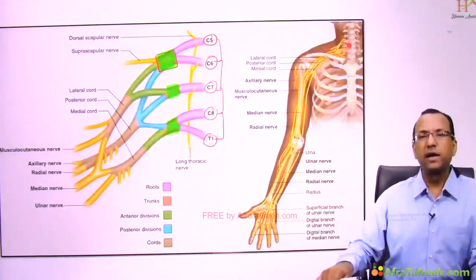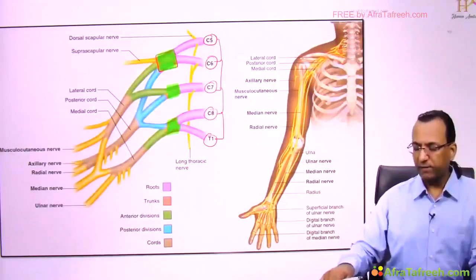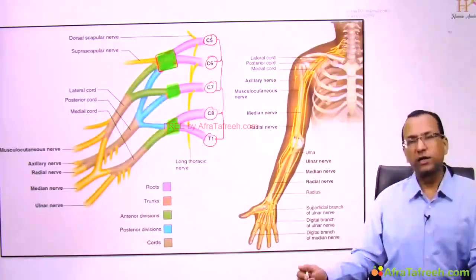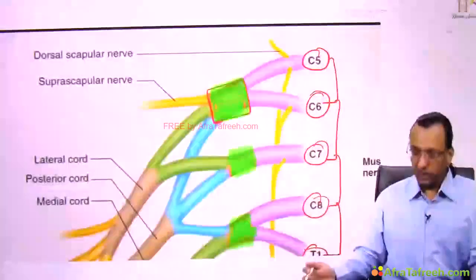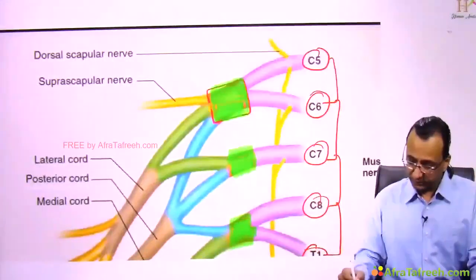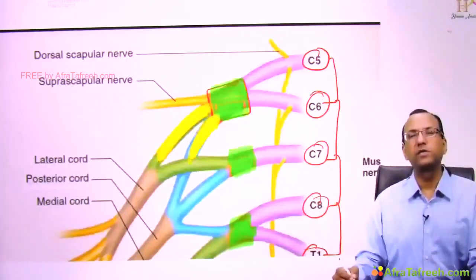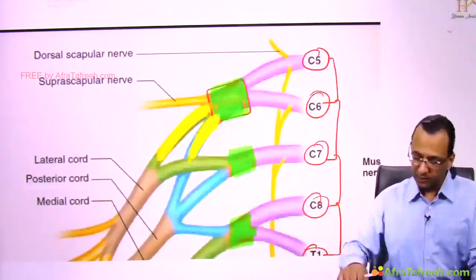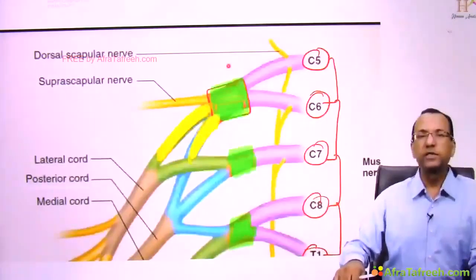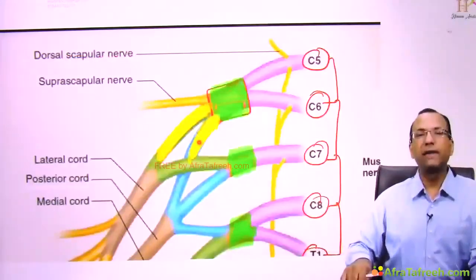Then where are the divisions? Divisions will pass behind the clavicle bone, and the cords are in the axilla. So if you say cords are in the axilla, how many cords are there? You see, what happens is the upper trunk is giving the anterior division, and it is also giving the posterior division. Each trunk will give anterior and posterior division. So this is the upper trunk of the brachial plexus, which is in the neck region and giving the anterior division and posterior division. Behind the clavicle they pass.